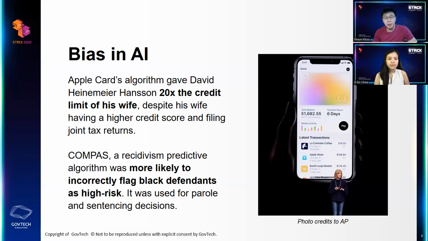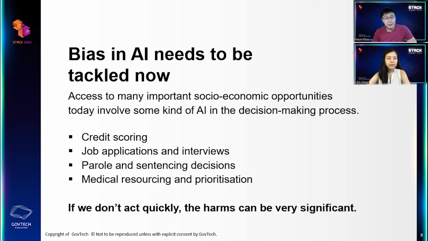These two examples only cover really the tip of the iceberg. There are plenty of other examples of AI and bias, and we could have filled this entire slide with examples and we wouldn't have covered all of them. And that makes it even more important that we start thinking about what bias in AI is and how we can tackle it. We think that bias in AI needs to be tackled today.